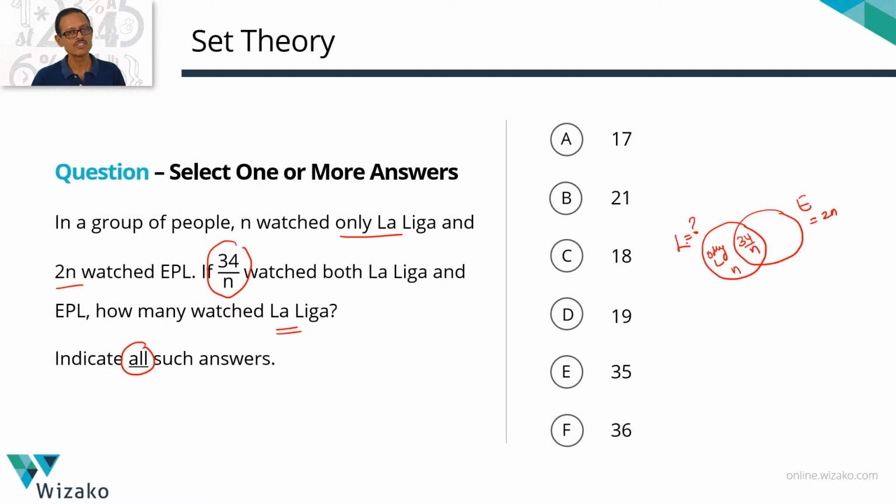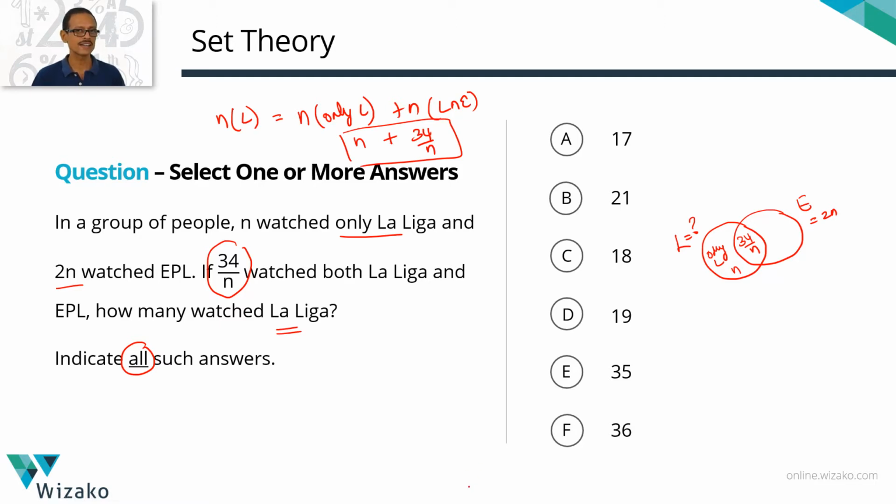People who watched La Liga, which is what we'll have to compute, is nothing but the sum of those who watched only La Liga and those who watched La Liga and EPL. So we are trying to find out the answer for N of L. That is equal to N of only L plus N of L intersection E. In terms of the variables given to us, N of only L is N plus N of L intersection E is 34 upon N. So to find this answer, we have the value. So probably one or more than one of these values could be values for this expression. So we'll have to find out how many such values exist.